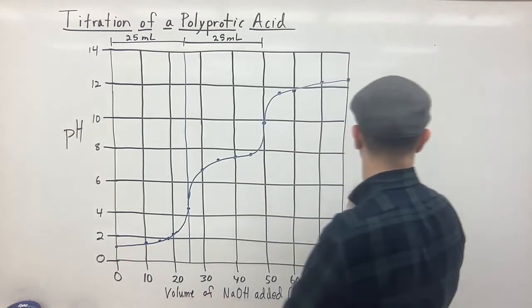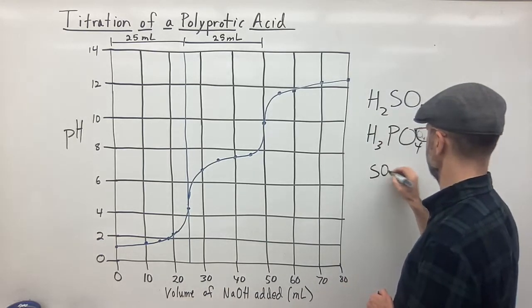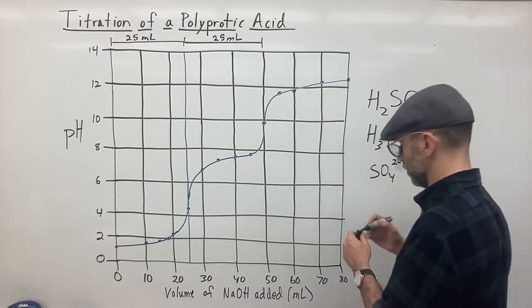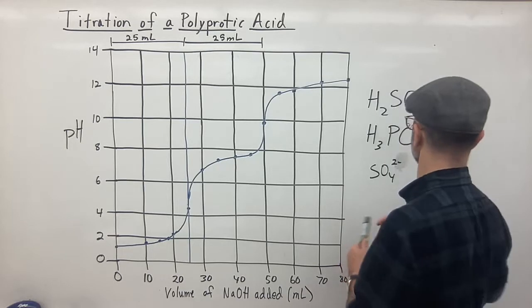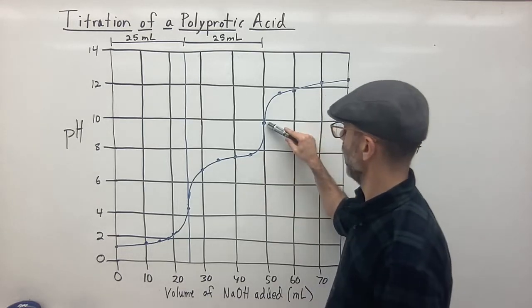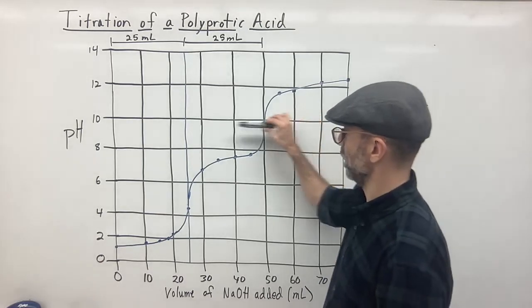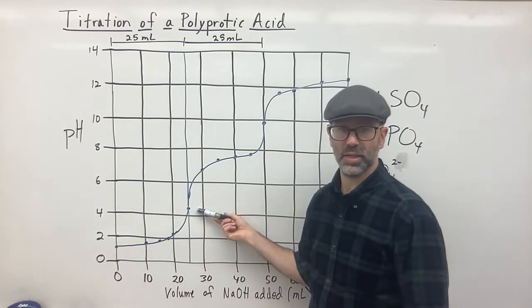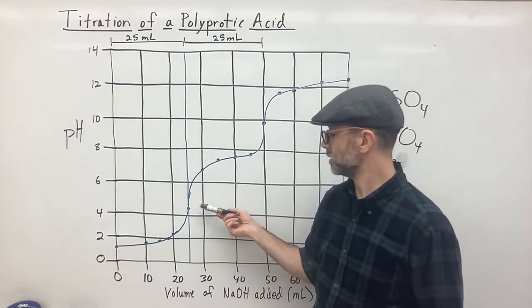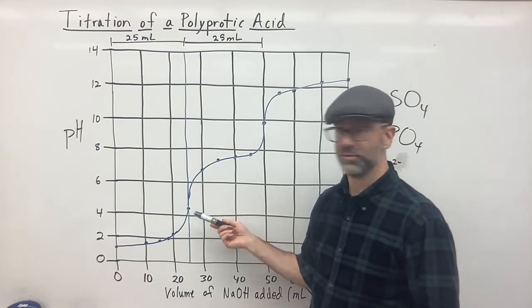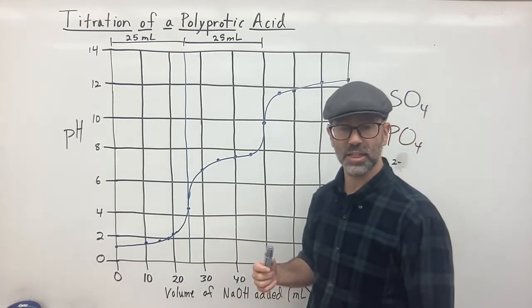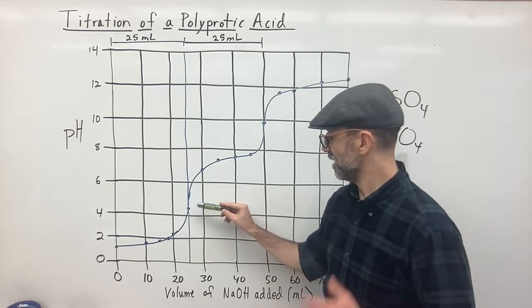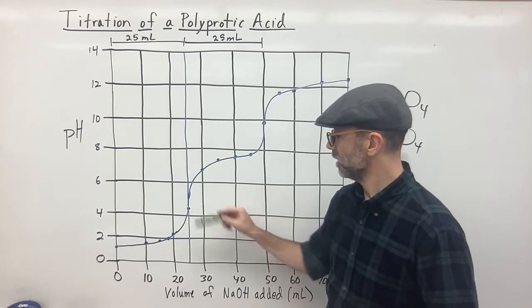So if it was H2SO4, the conjugate base would be the sulfate ion, for example. So here, then, at this point, we have the conjugate base, and so it makes sense that the pH would be above 7. Here, we have a pH that is still below 7, so it's acidic, and that makes sense because we still have an acid left here after one proton is taken off. We still have a second proton to come off. So here we have an acidic pH at the first equivalence point.